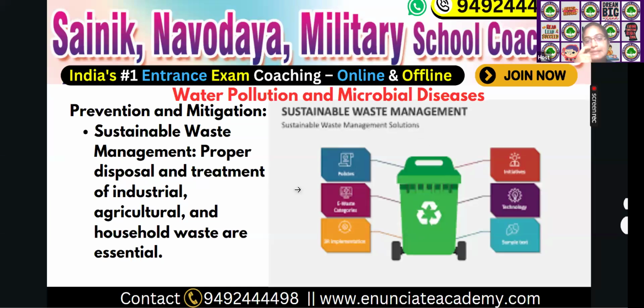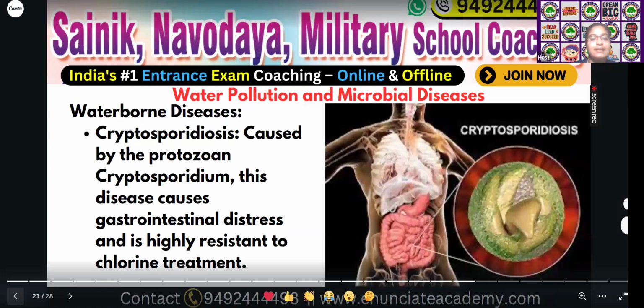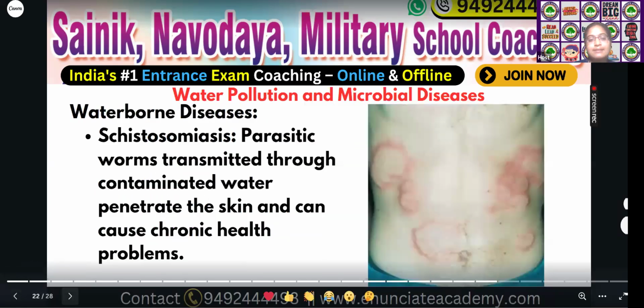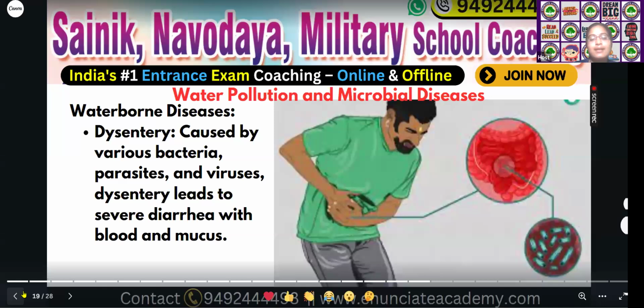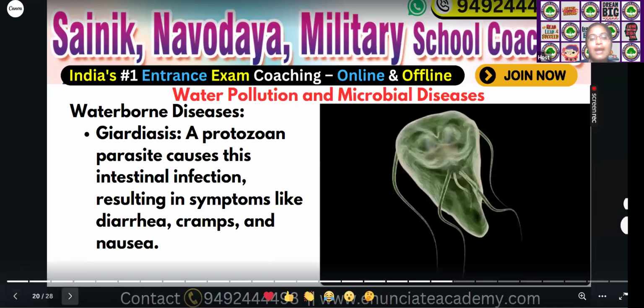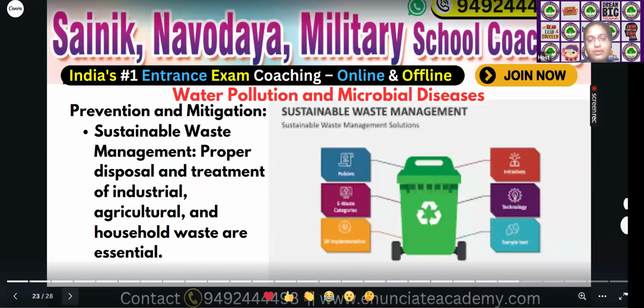What are the waterborne diseases associated with polluted water? Cholera, typhoid, hepatitis A, dysentery, cryptosporidiosis, schistosomiasis, giardiasis. These are the waterborne diseases. Now we learn about the prevention and mitigation of water pollution. The first one is sustainable waste management.